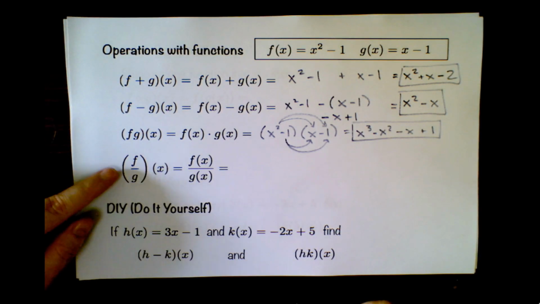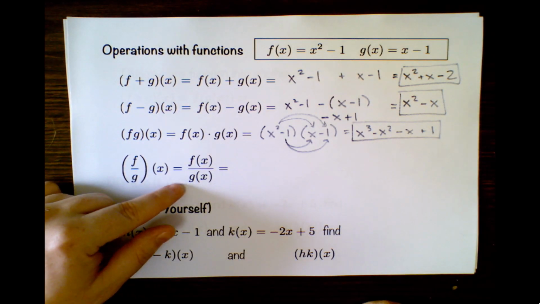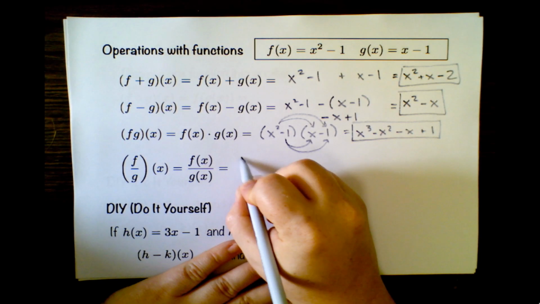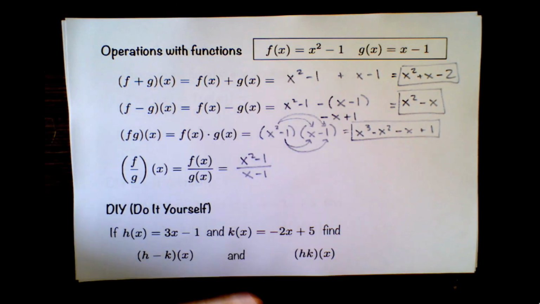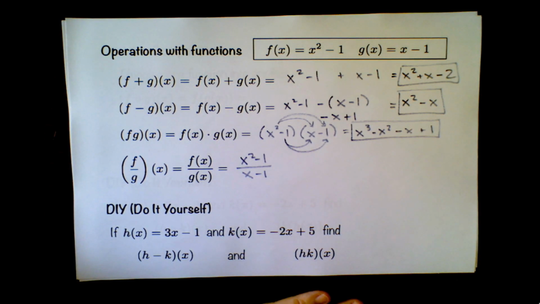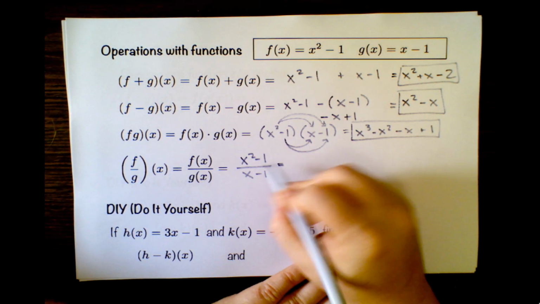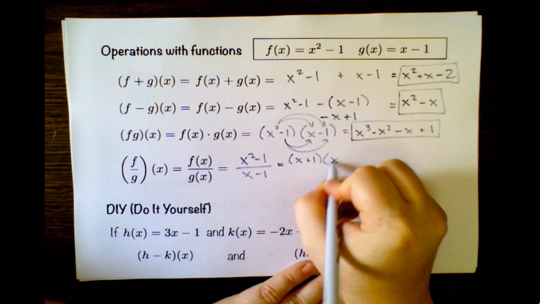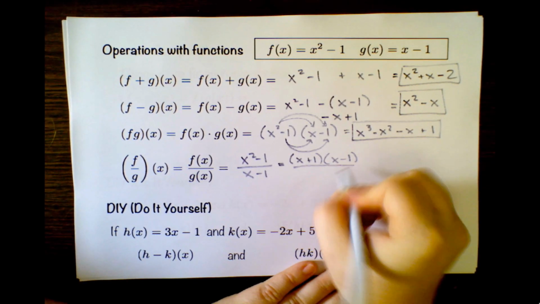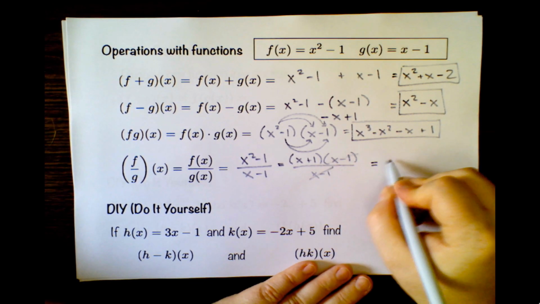Last but not least, we have f divided by g of x. That's just f of x divided by g of x. So I've got x squared minus 1 divided by x minus 1. And then if I can, I need to simplify it. I just happened to pick polynomials that are going to simplify. So x squared minus 1 is a difference of squares. That's x plus 1 times x minus 1 divided by x minus 1. So that cancels out, and we're left with x plus 1.